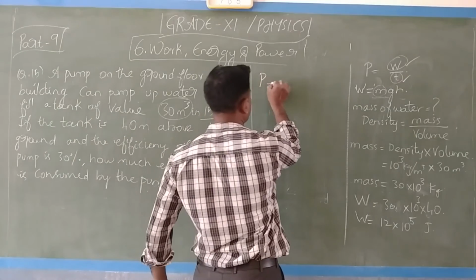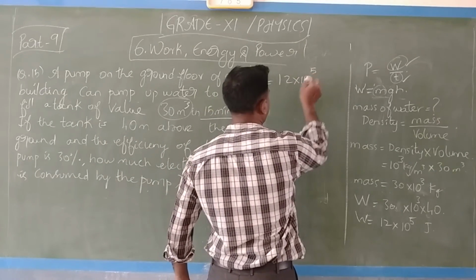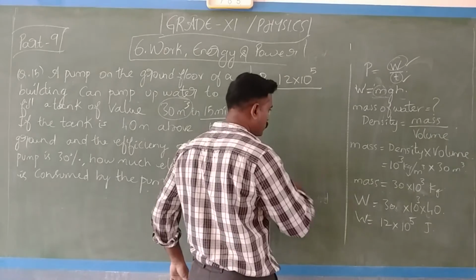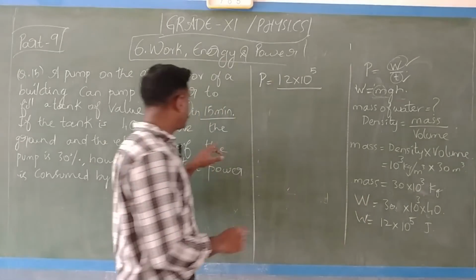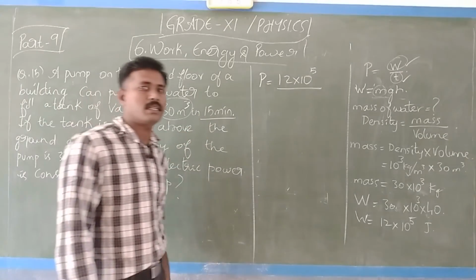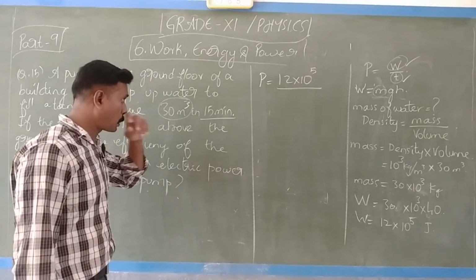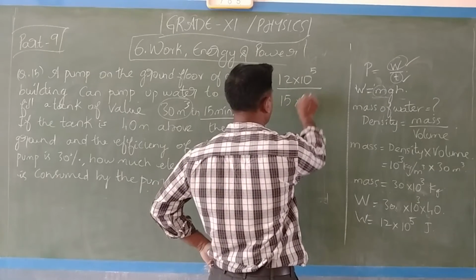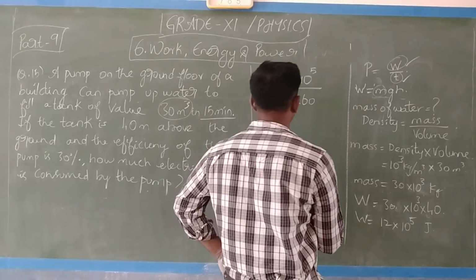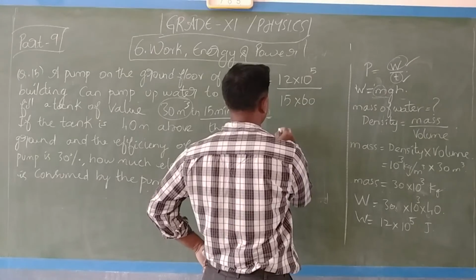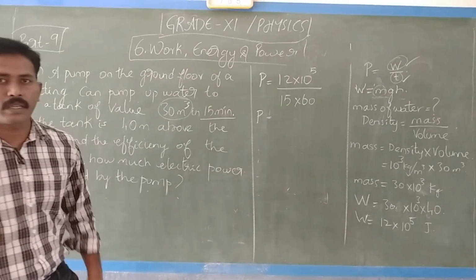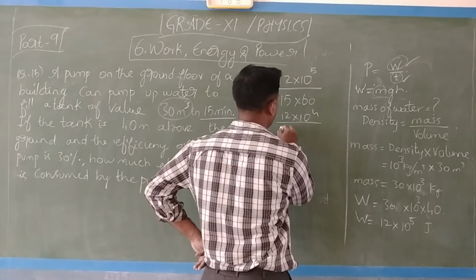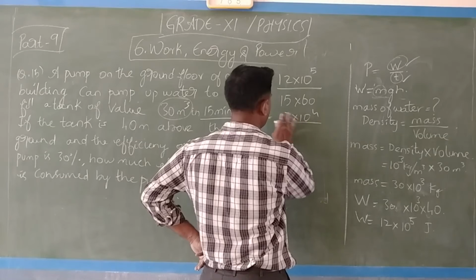So what is the power? Power is work done, 12 into 10 power 5, divided by time. So what is the time given? Time is 15 minutes. You have to convert the time into seconds. So time is 15 minutes means 15 into 60. You can calculate it, students, in parallel with me. 12 into 10 power 4 divided by 15 into 6, that is 12.